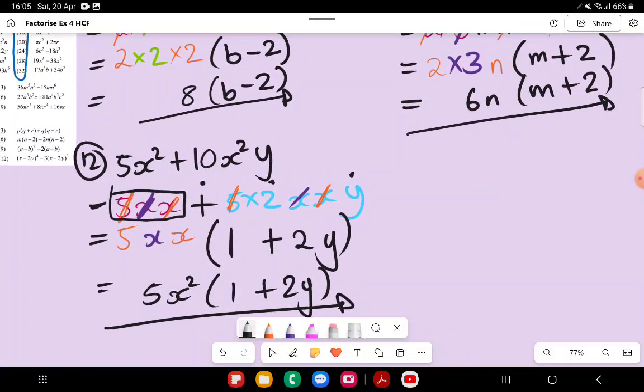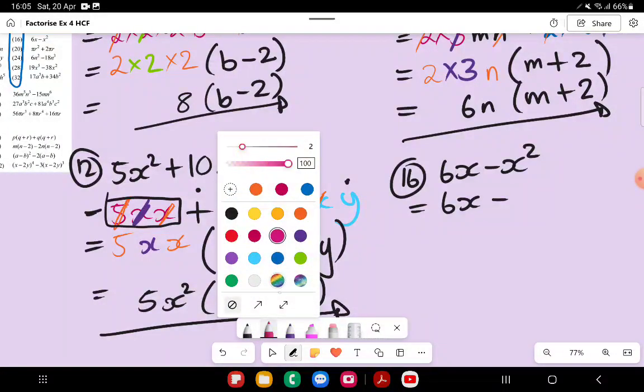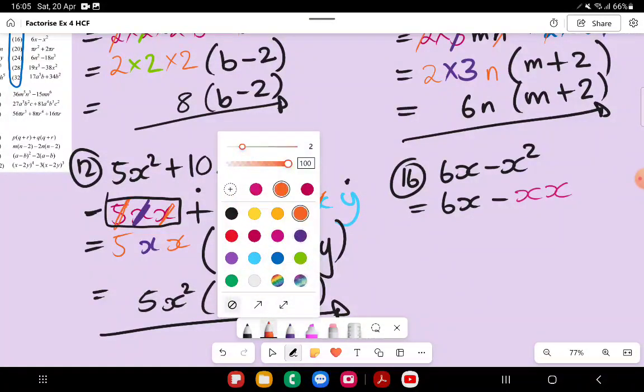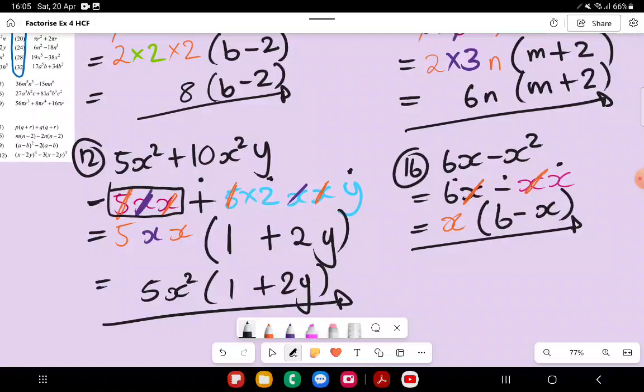Question 16 is 6x minus x squared, which is 6x minus, and if I factorize x squared, it becomes x x. Now I can take out my highest common factor, which is going to be x and x. So I am left with bracket 6 minus x. And there's nothing to simplify. That's my final answer.